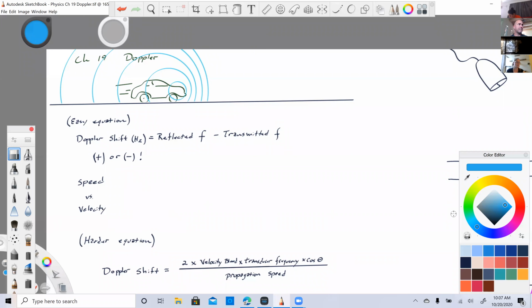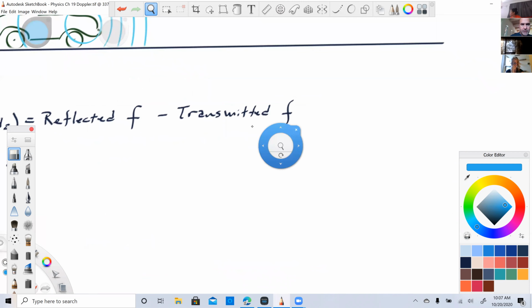In the book. Okay. So let's just stop, slow down. I'm pretty proud of my little picture here.